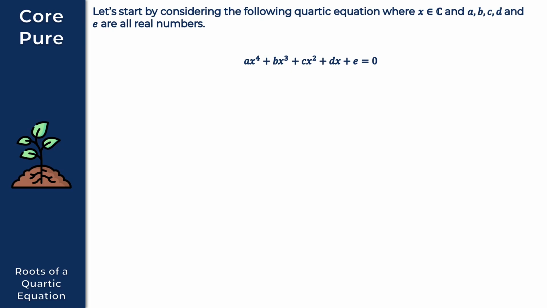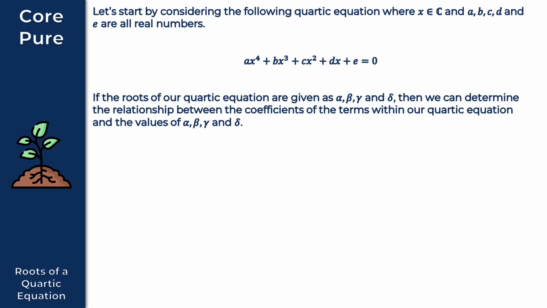In this video, we're going to take a look at the roots of a quartic equation. Let's start by considering the following quartic equation, where x belongs to the set of complex numbers, and a, b, c, d, and e are all real numbers. So as we can see, we have this quartic equation that is equal to 0.